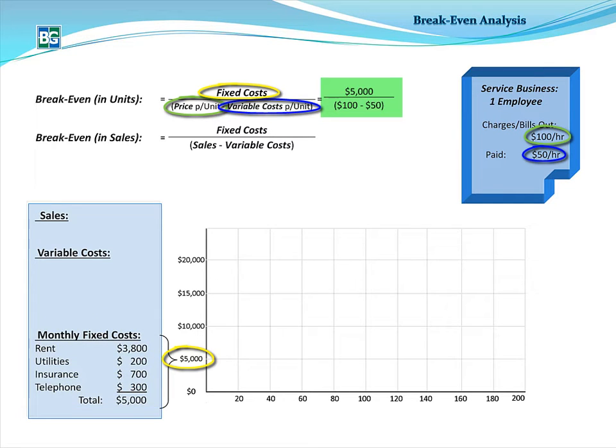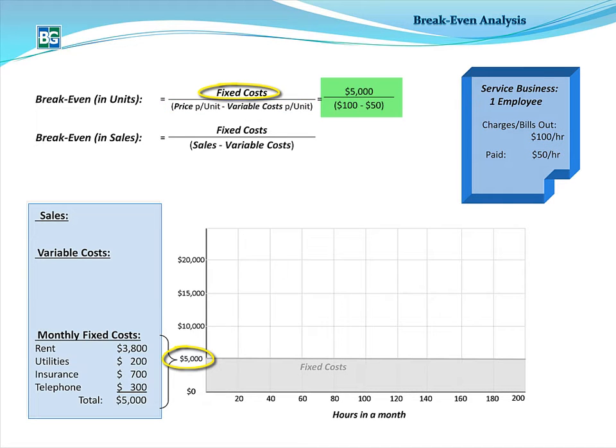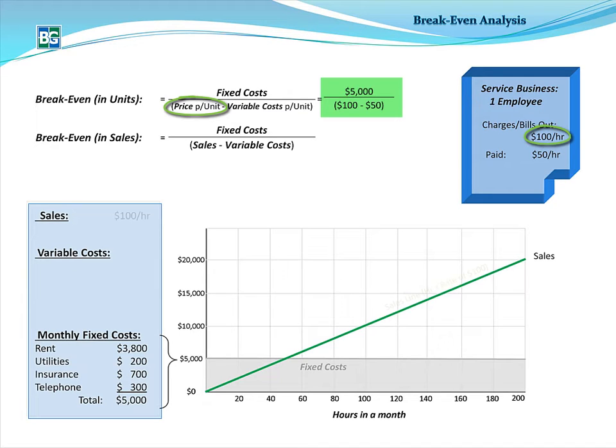With the graph's horizontal axis representing units and hours, the gray shaded area represents the fixed costs, which do not change whether 1 hour is worked or 200 hours are worked. The sales line in this example represents hours times the billing amount, in this case $100 an hour. The slope of the line is based on these two variables and always starts at 0. So at 100 hours, the revenue would be at $10,000.